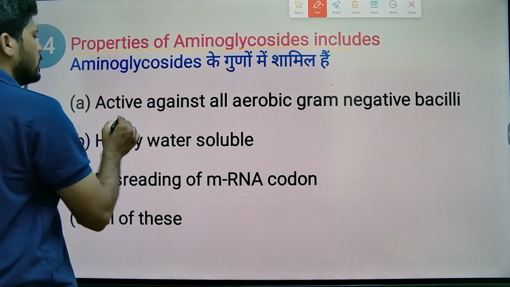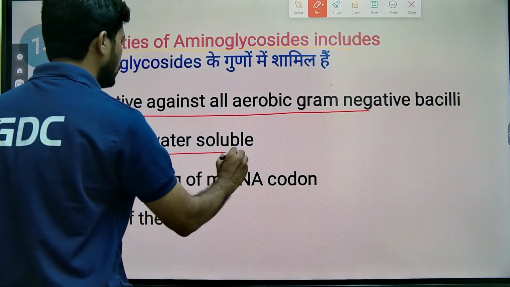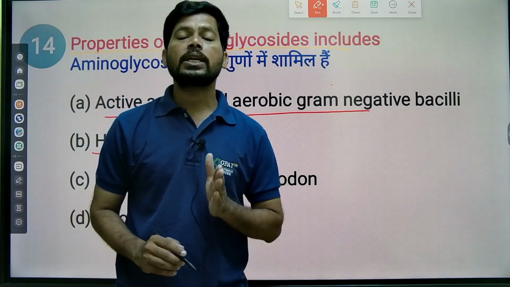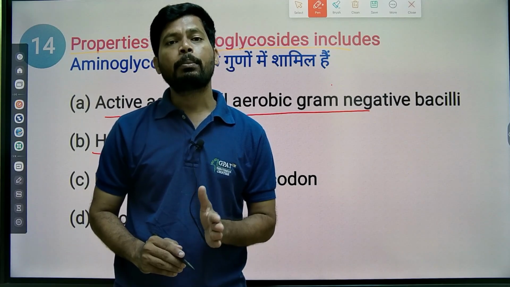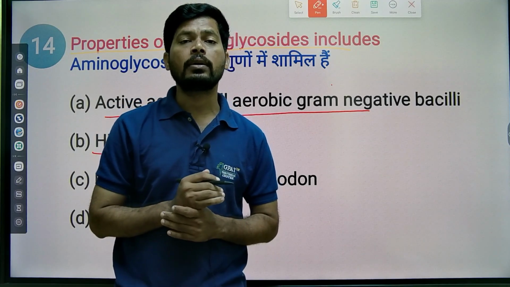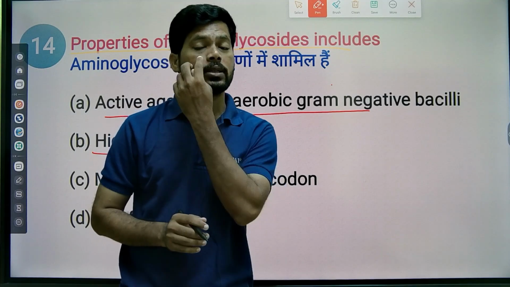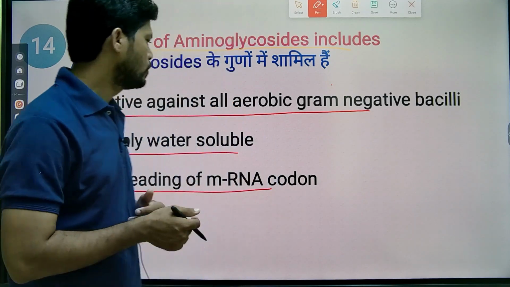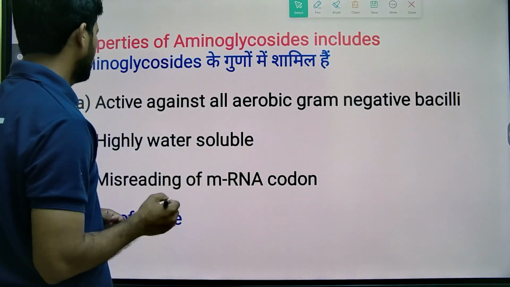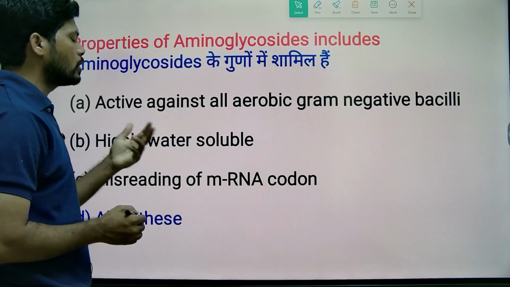Okay, so the options are: active against all aerobic gram-negative bacilli, highly water soluble, misreading of mRNA codon, and so on. Aminoglycosides inhibit protein synthesis in bacteria by causing misreading of the codon sequence. Proper codon-anticodon sequence will produce good proteins, but misreading may produce false proteins that are not suitable for bacterial replication. So definitely the answer is all of the above.